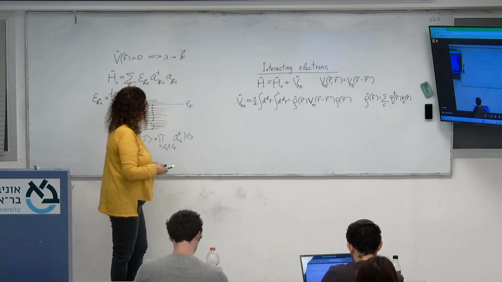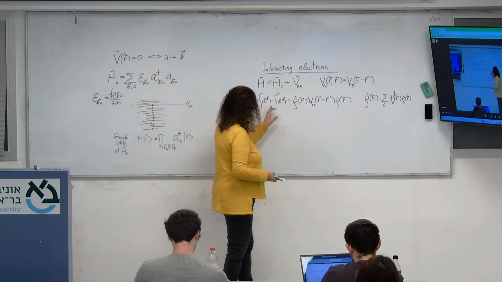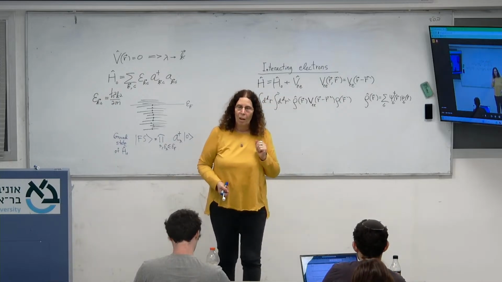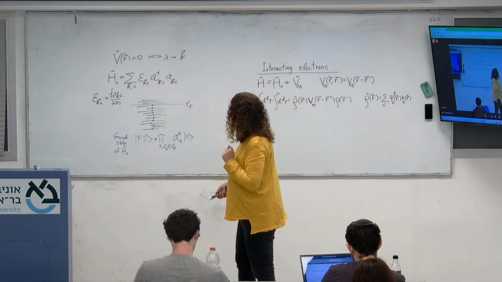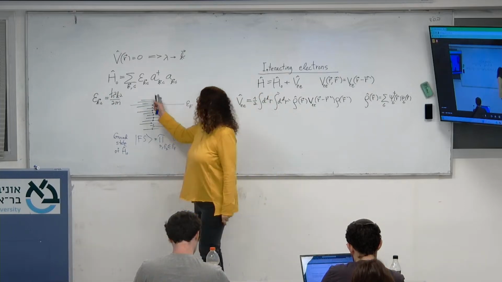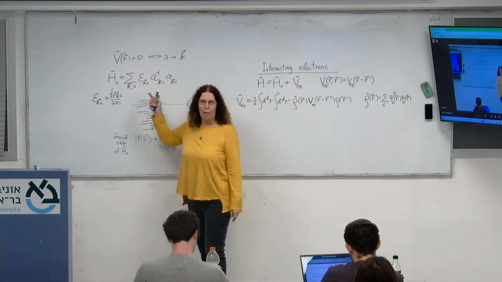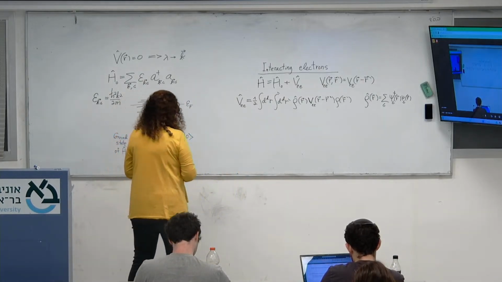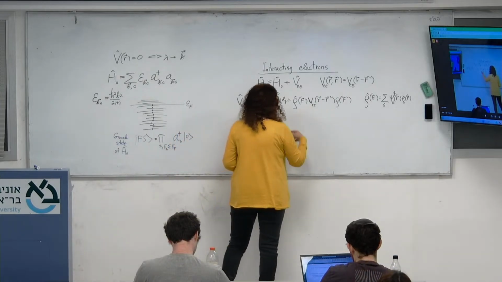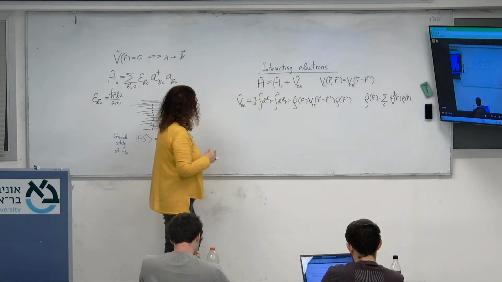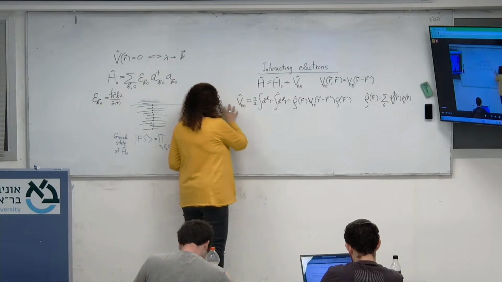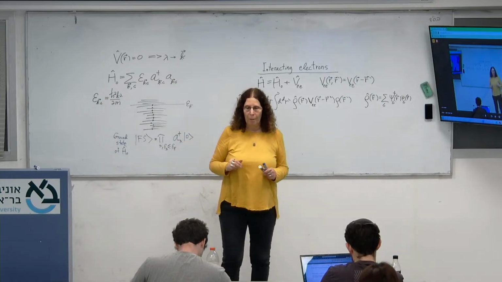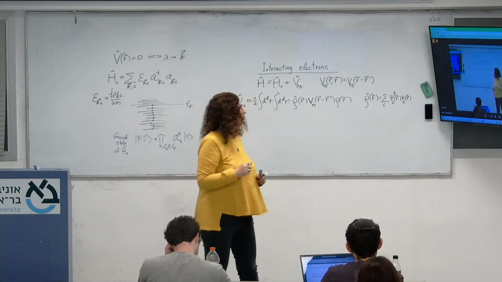Because what I would like to do now is to go to Fourier space, because I see that my good quantum numbers are k vectors and not coordinates, right? So I want to do a Fourier transform on all my operators such that at the end I will have the interaction expressed in terms of a sum over k vectors.